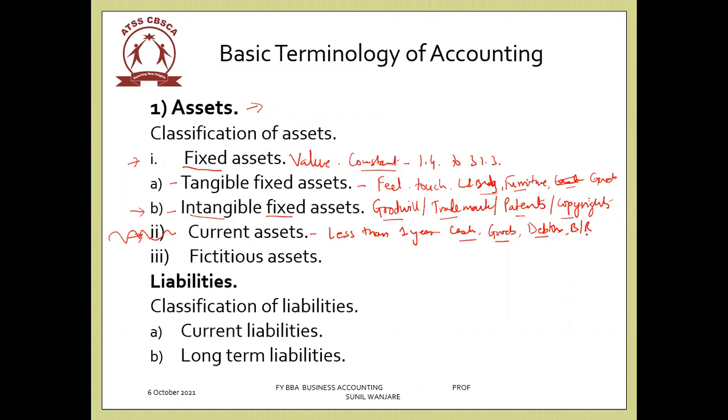Then we talk about bill of exchange, that is bills receivable. If we have taken a promise from the customers, a promise on paper that they will pay us money in 30 days or 60 days, that promise on a piece of paper is nothing but a bill of exchange, and it is called bills receivable. That comes under your current assets.